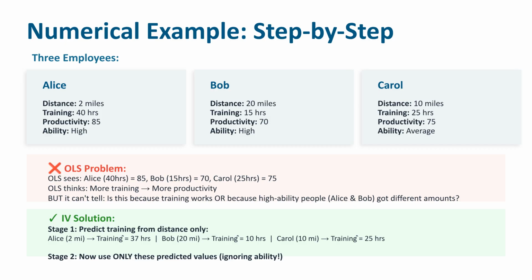In the numerical example, OLS cannot distinguish if higher productivity is due to training or pre-existing high ability. The IV solution first predicts training using only distance, ignoring ability. Then, it uses these predicted values in stage 2 to estimate the true effect of training on productivity.